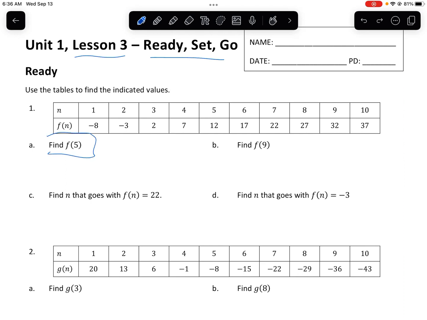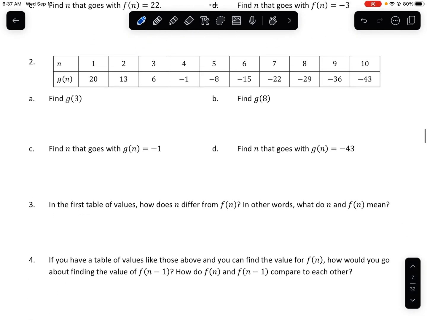So if you need to find f of 5, well, this is the n is 5. We go to where n is 5, and we have to find the output that goes with it, which is 12. And so f of 5 is 12. And on part C, you need to find the n value that goes with the output 22. So you come down here to f of n, find 22. Oh, found it. And the input that went with that is the 7. So n is going to be equal to 7 there. So that's going on in the first section. What are the inputs and outputs?